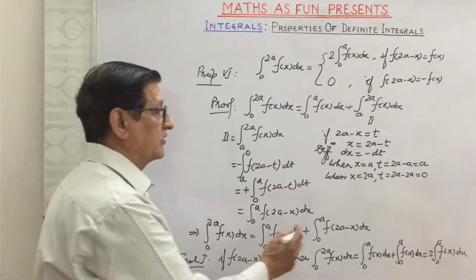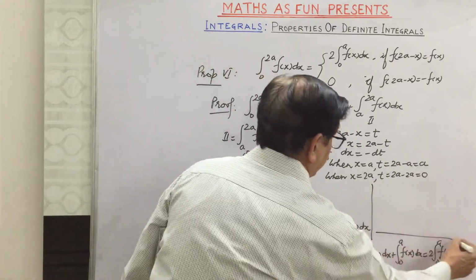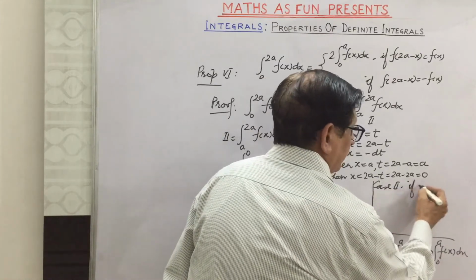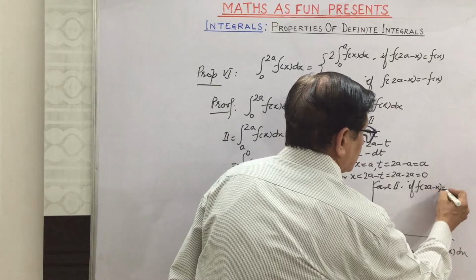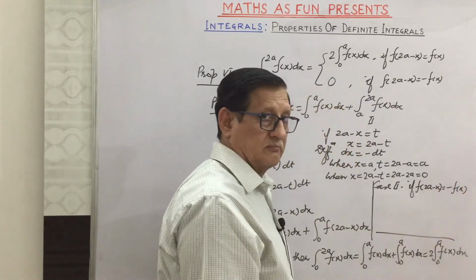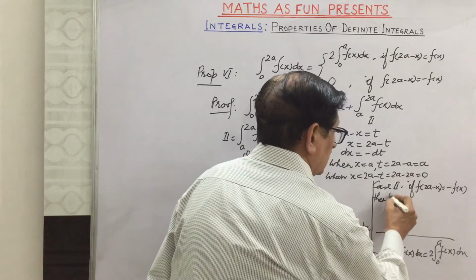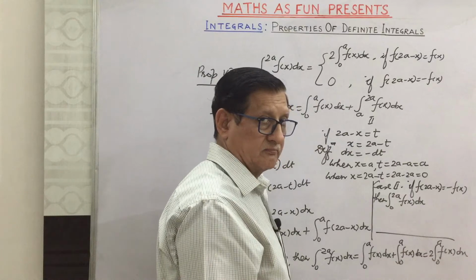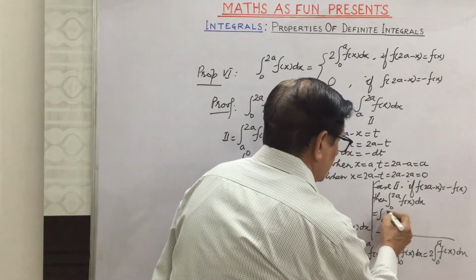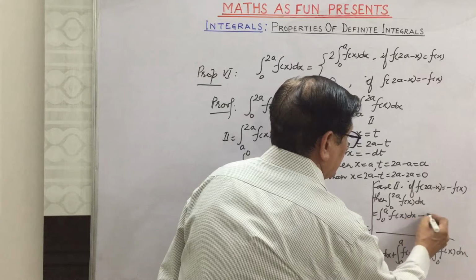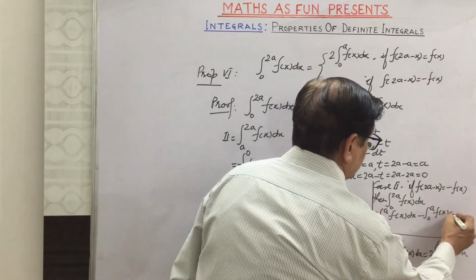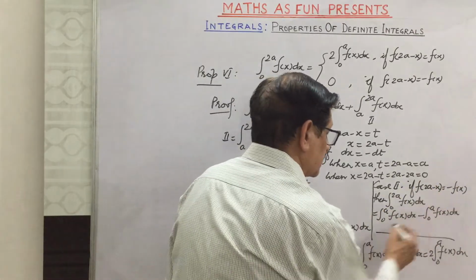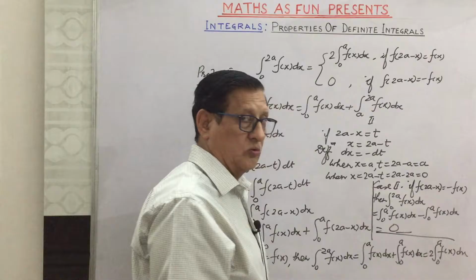If we go for the second case, I'll write the second case here. Second case, if f of 2a minus x is equal to minus f(x), then integral 0 to 2a f(x) dx will be equal to integral 0 to a f(x) dx minus integral 0 to a f(x) dx, because this is minus f(x). They cancel each other and this comes as 0.